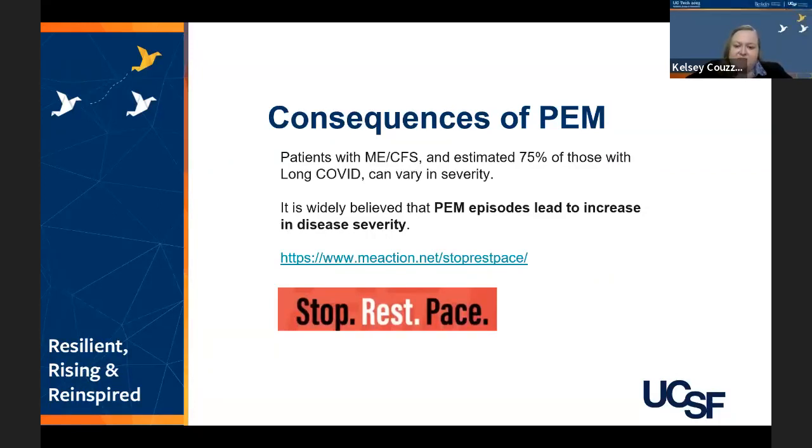So again, PEM is everyone with ME/CFS and about 75% of people with long COVID. And the disease can vary a lot in severity, but PEM episodes lead to an increase in severity. So it's important for people that have either of these illnesses to do something called pacing.